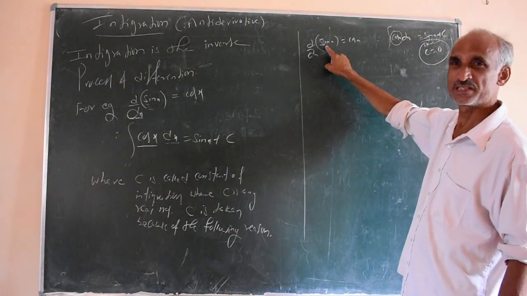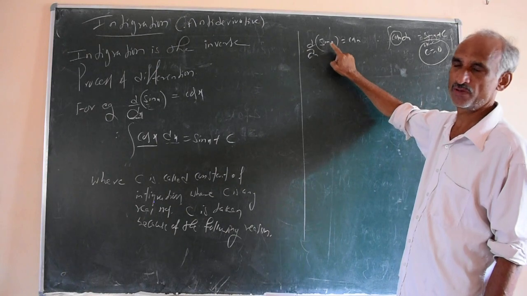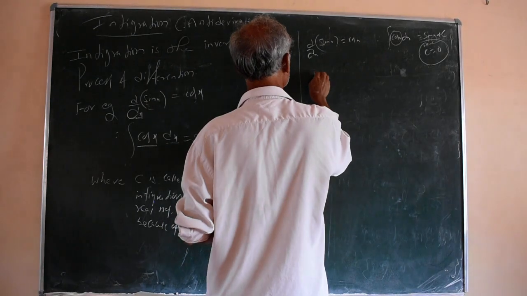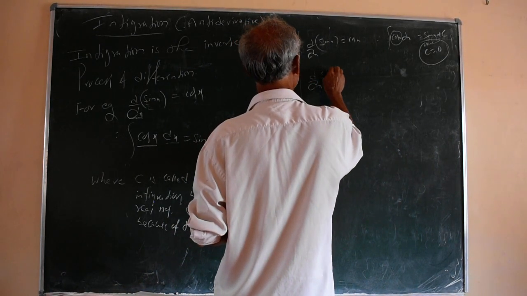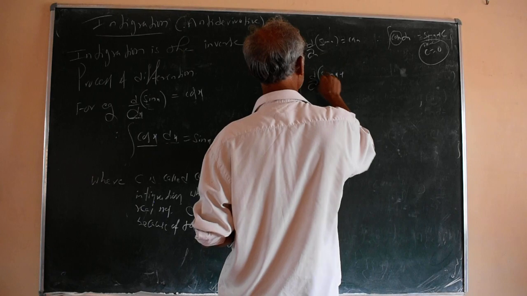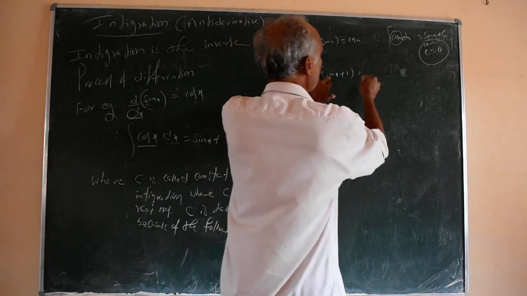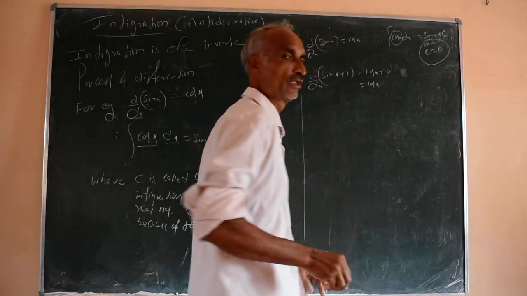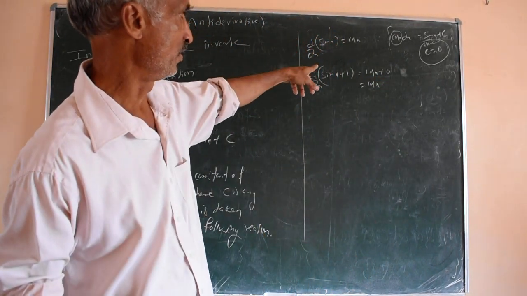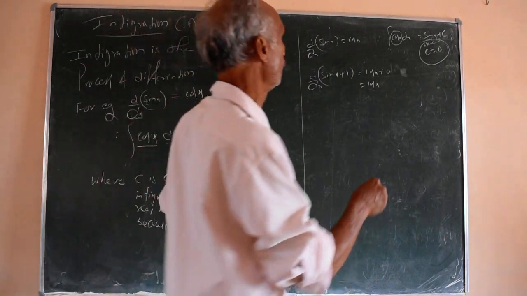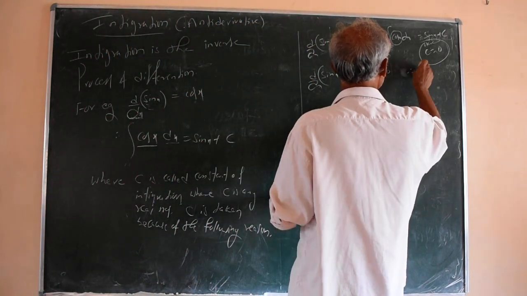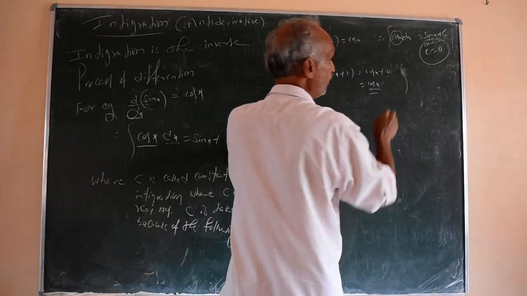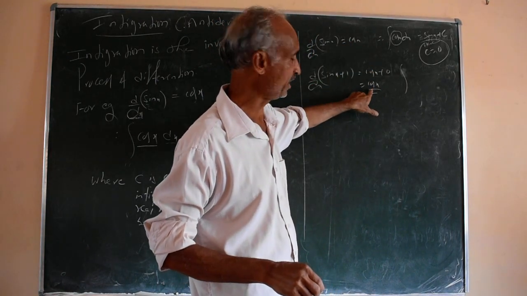So sin x plus 0, when differentiated, gives cos x. Now d by dx of sin x plus 1: the differentiation of sin x is cos x and the differentiation of 1 is 0, so it equals cos x. Here also I got the same answer, cos x. The differential coefficient here is also cos x.